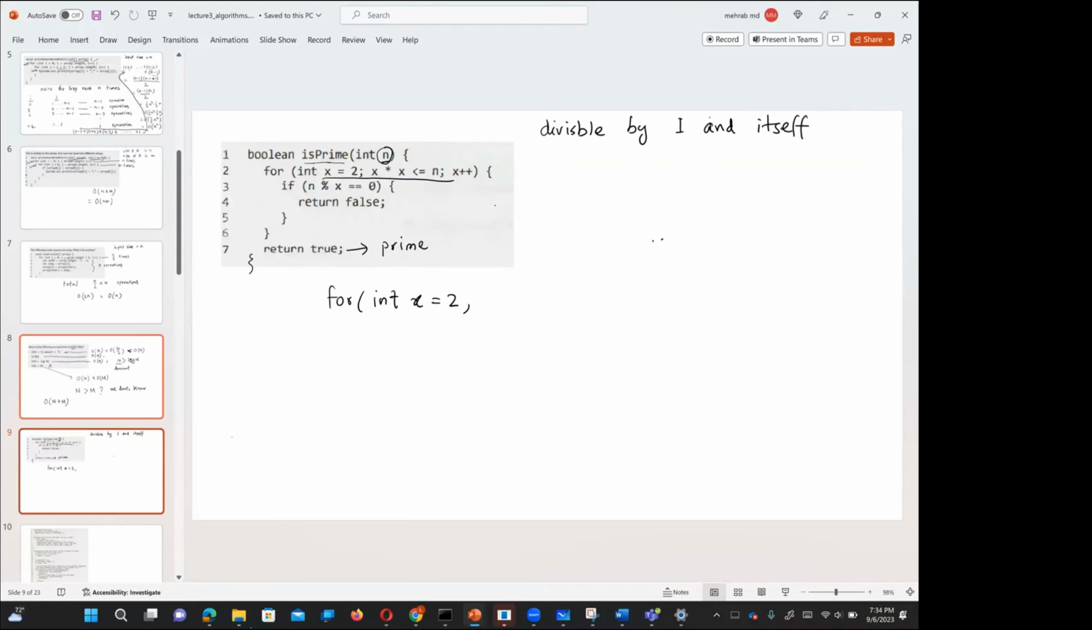And then we could just do this, right? We could try x less than n, x plus plus. That means we could have tried to divide n with everything that is less than n, right? Instead of that, do you see what it does is it just stops somewhere. It stops here. Okay. So why is that?